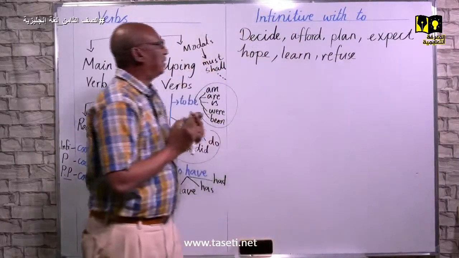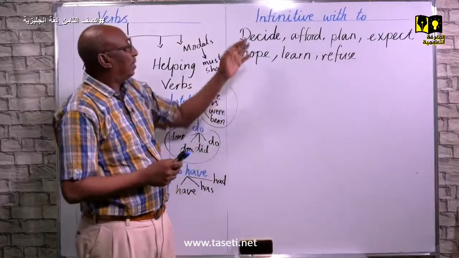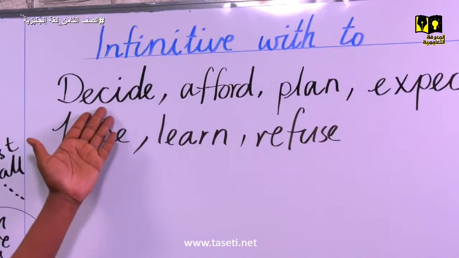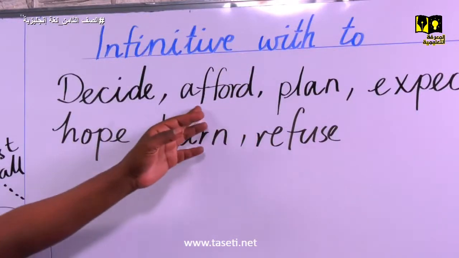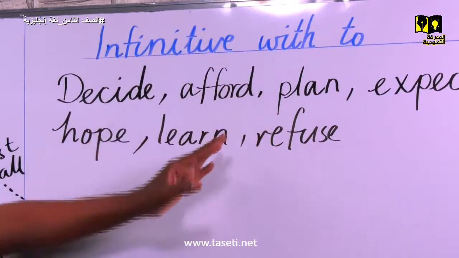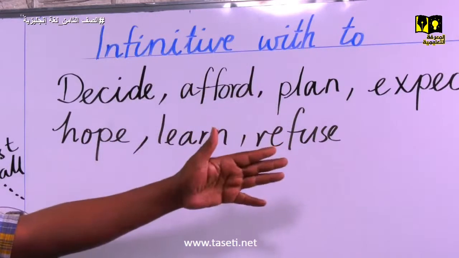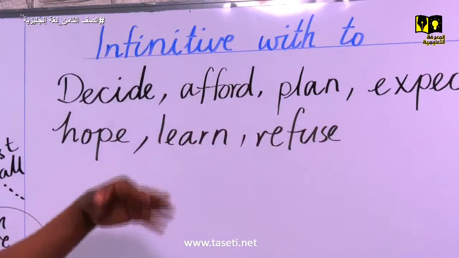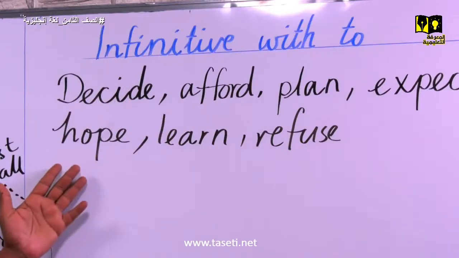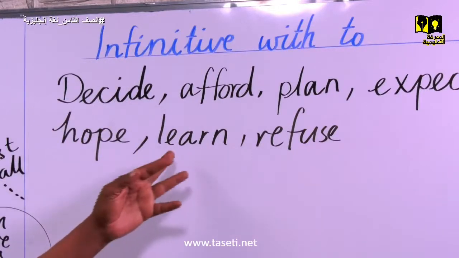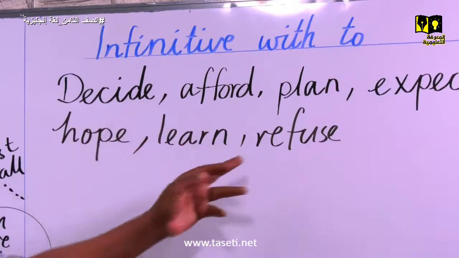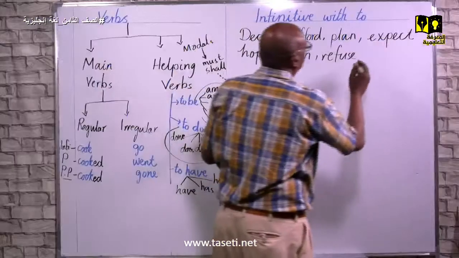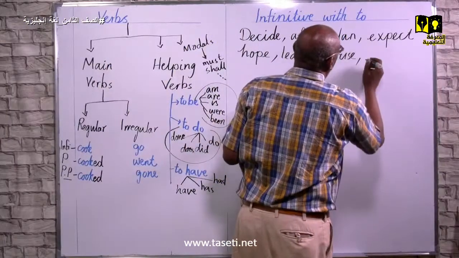Let's look at them again. These are some, not all of them. These verbs are followed by the infinitive with to. You say decide to study, afford to pay some money, plan to travel, plan to build, expect to hear, expect to see, and hope to do, learn to do, and refuse to do something, and manage also, one of the verbs that are followed by the infinitive with to.